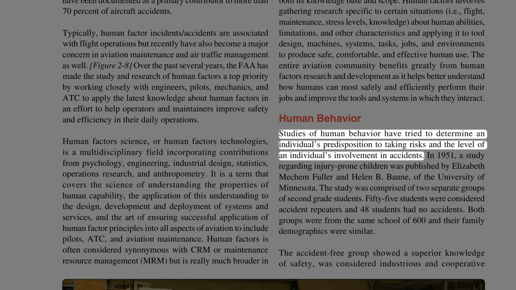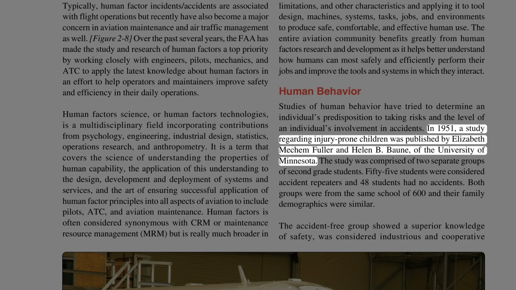Human behavior. Studies of human behavior have tried to determine an individual's predisposition to taking risks and the level of an individual's involvement in accidents. In 1951, a study regarding injury-prone children was published by Elizabeth Meckham Fuller and Helen B. Bown of the University of Minnesota.